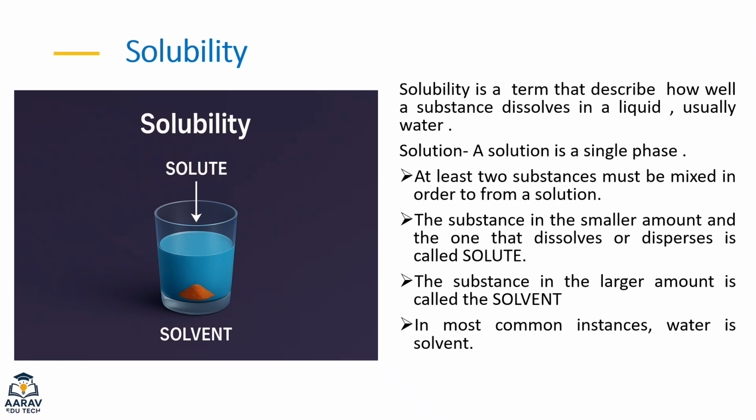Let's talk about solubility, which simply means how well a substance dissolves in a liquid, usually water. A solution is formed when substances mix evenly to create a single phase. The substance present in smaller quantity that dissolves is called the solute. The substance present in larger quantity is called the solvent. In most cases, water acts as the solvent.